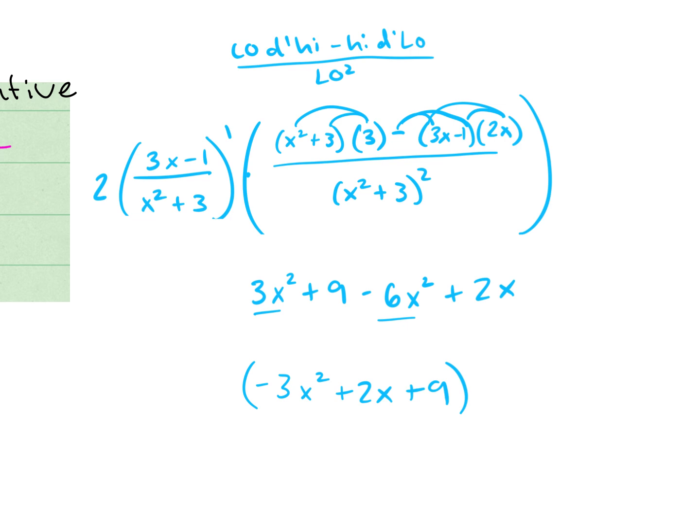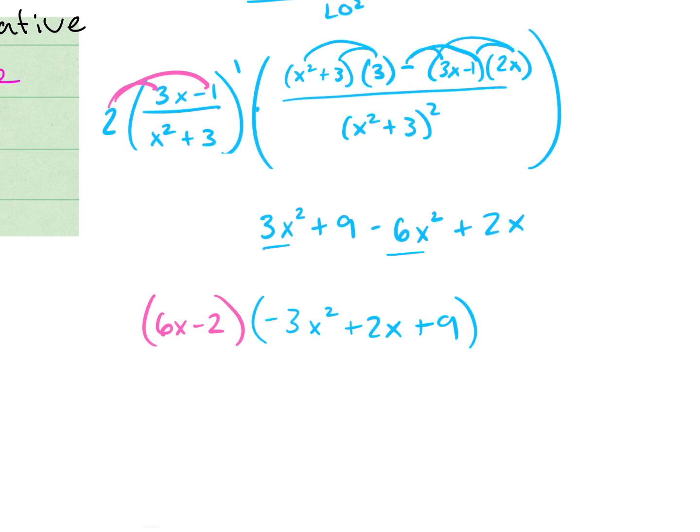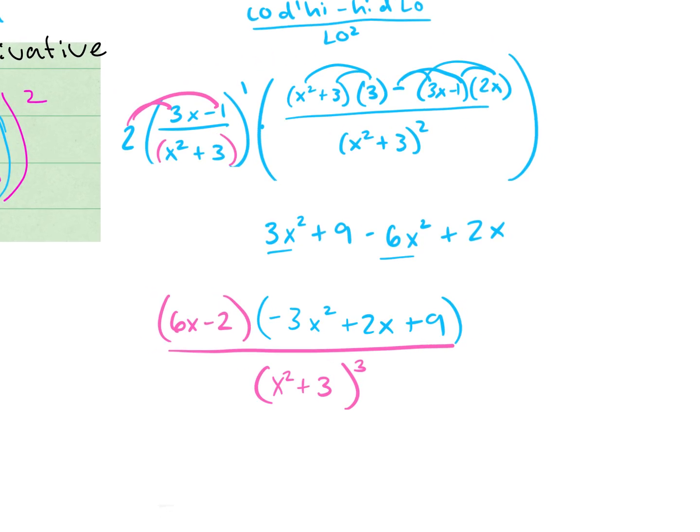Then in our first part, I could distribute the 2 to the parentheses in there. So this would be 6x minus 2 over, here we have (x squared plus 3) times (x squared plus 3) squared. What would our denominator be? Awesome. (X squared plus 3) to the third power. So this would be our derivative.